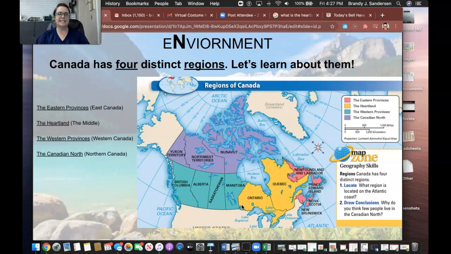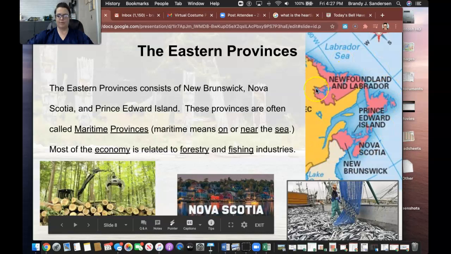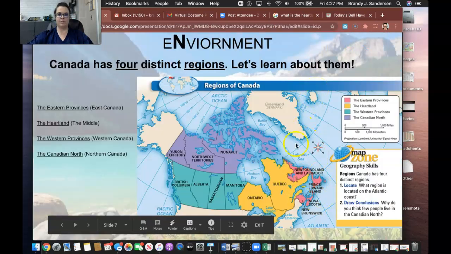Canada has 4 distinctive regions, and we're going to learn a little bit more about them. The first region, here it is on the map. I'm going to go back just a page so you can kind of see it. So we're going to be looking at this map right here, and we're going to focus on the different sections. So we're going to move from the east side, we're going to move west.